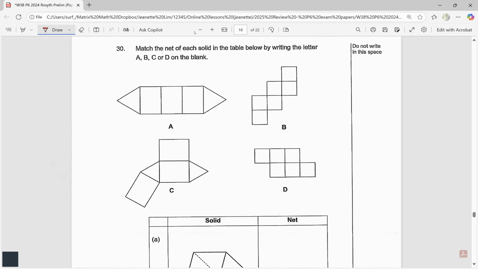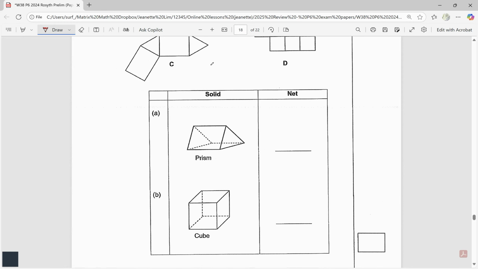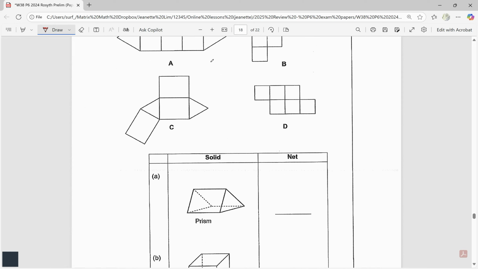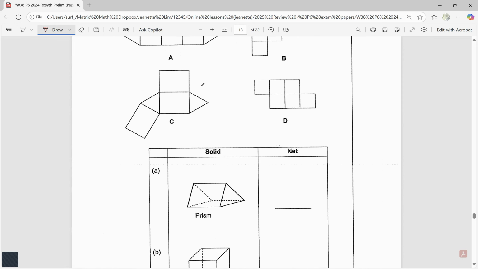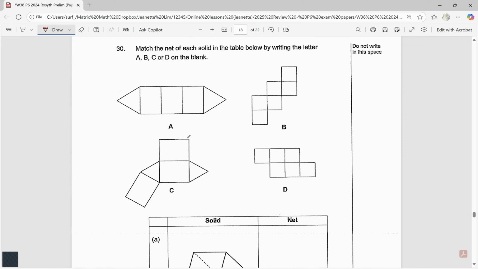Okay, question 30. Match the net of each solid by writing the letter A, B, C, or D on the blank. Okay, so you have 2 nets. Identify which one is which. So for the prism, it is either A or C, okay? Because B and D are definitely the cubes. There are no triangles inside. So which one is the prism?